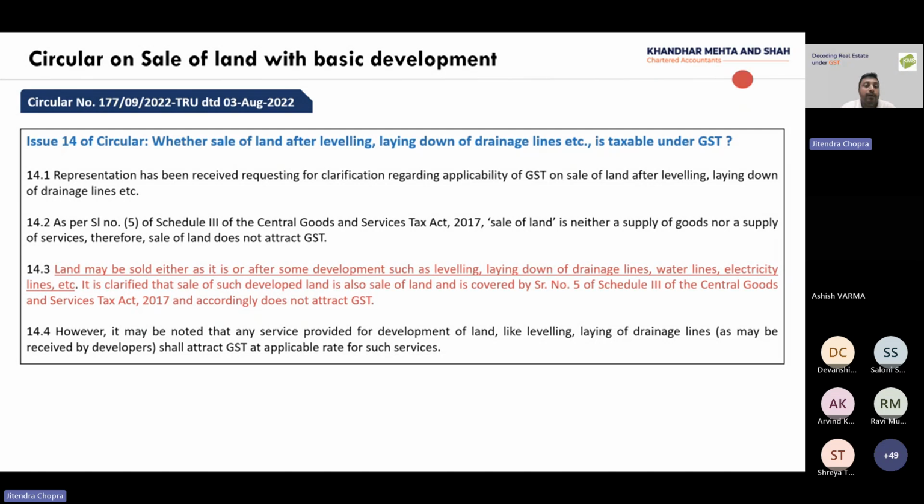So these are very important. Now a practical controversy remains, like what is basic or some development and what becomes taxable amenities. This line is still blurred.